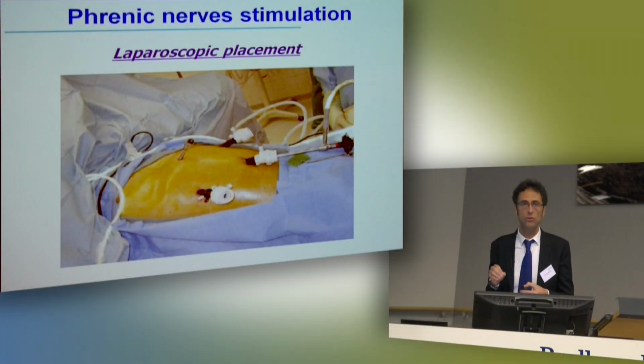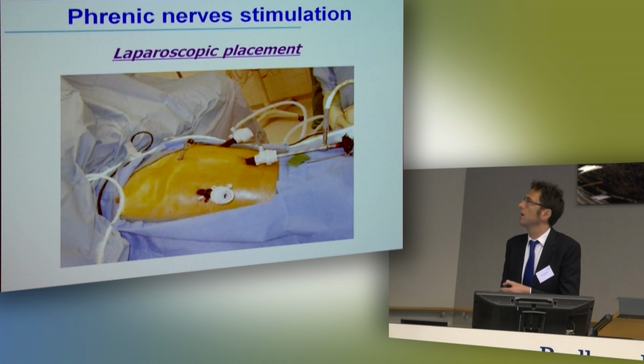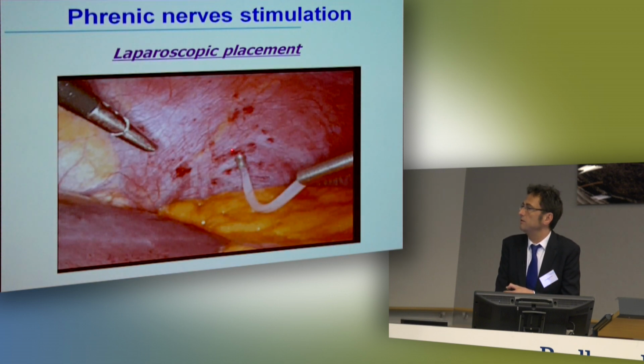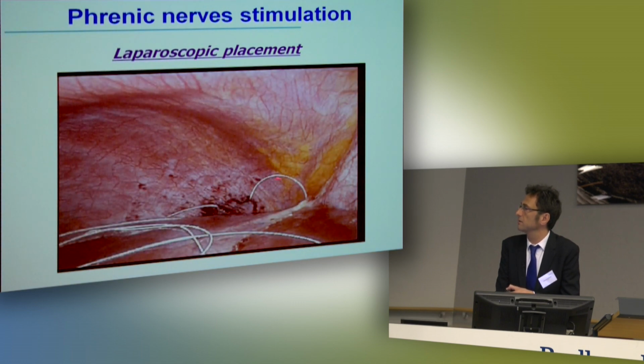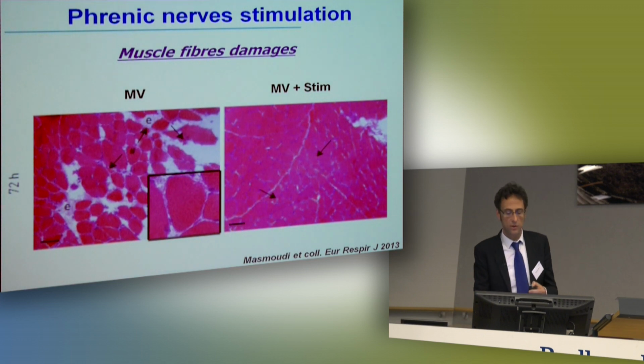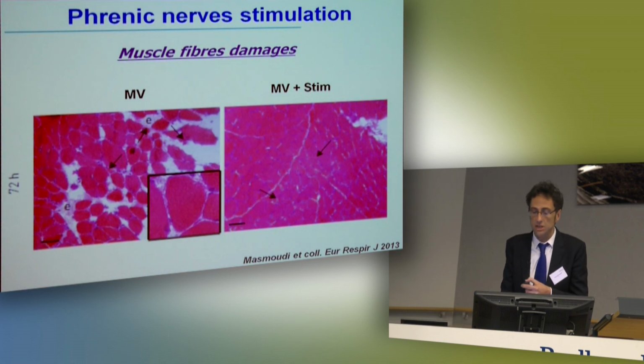diaphragm too much. But we could also imagine a system that will restore the activity of the diaphragm in mechanically ventilated patients. One of the techniques we could use is phrenic nerve stimulation. To restore the activity of the diaphragm, we could stimulate the phrenic nerves with electrodes that could be placed in a laparoscopic way. And you can insert electrodes into the diaphragm, like that. And this is work from a group in sheep.